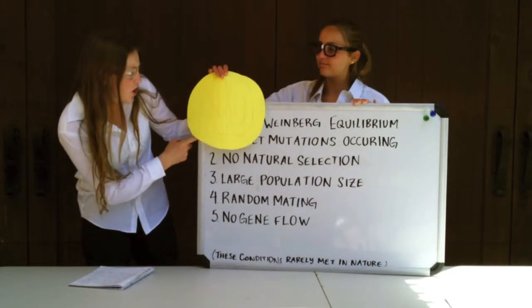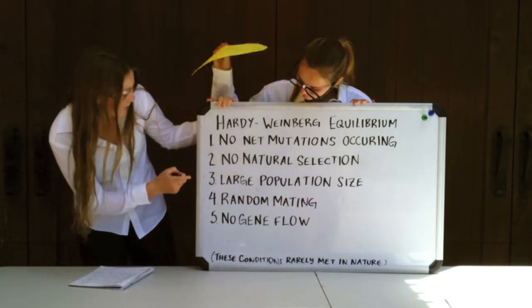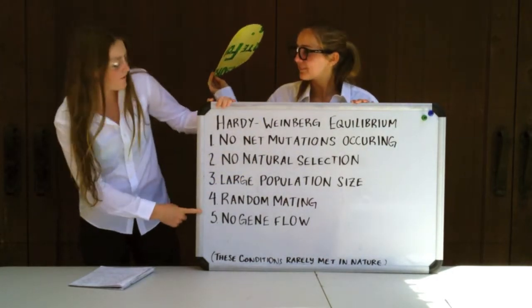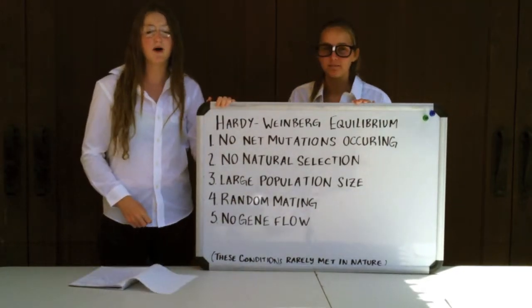Number 1 is no net mutations occurring. Number 2 is no natural selection. Number 3 is a large population size. Number 4 is random mating. And number 5 is no gene flow. This means that no organisms are moving into or out of the population.